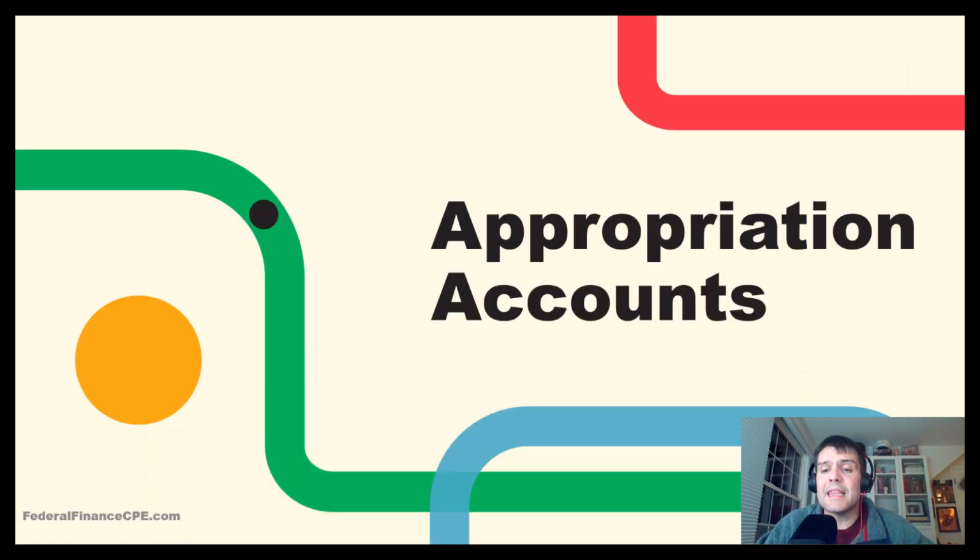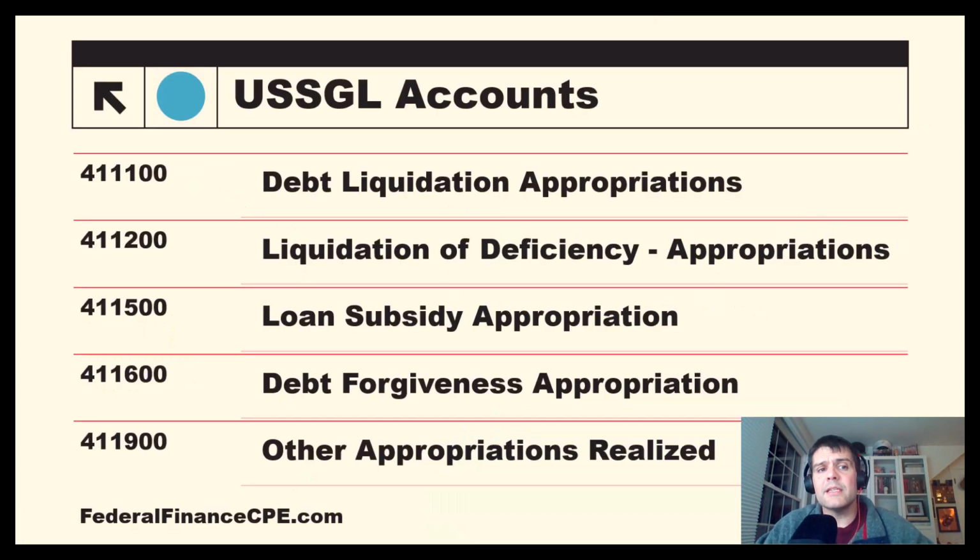Now let's look at the appropriation accounts you might encounter in the chart of accounts. You'll see here there's a few USSGL accounts for appropriations. And this listing here gives a pretty good example of what the appropriation accounts are. Most commonly, you'll run into 411900, other appropriations realized. Though as you see here, there are a number of different appropriation accounts that are available. And to see the full listing, you would want to refer to the USSGL chart of accounts.